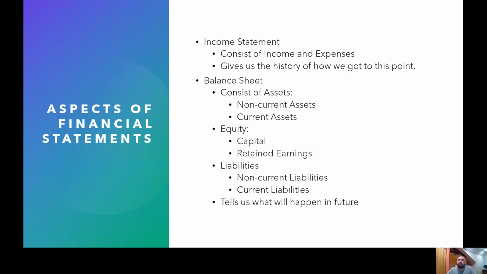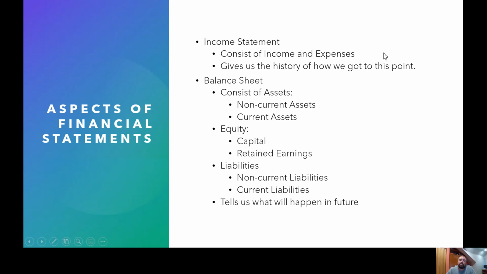And then if we look at the balance sheet, the balance sheet is basically comprised of that formula that we did in the first lecture or in the second lecture, where we said assets equals equity plus liability. So what the balance sheet is, it's basically a list of all of our assets, a list of all of our equities, and a list of all of our liabilities.